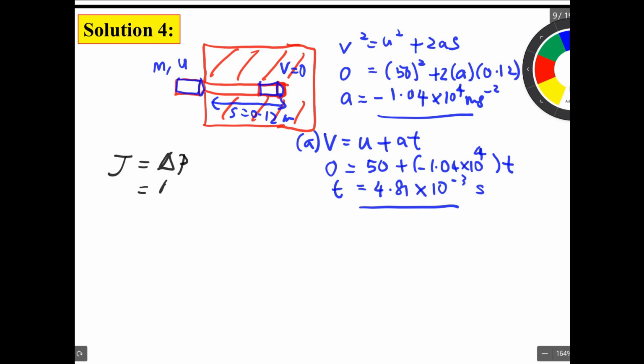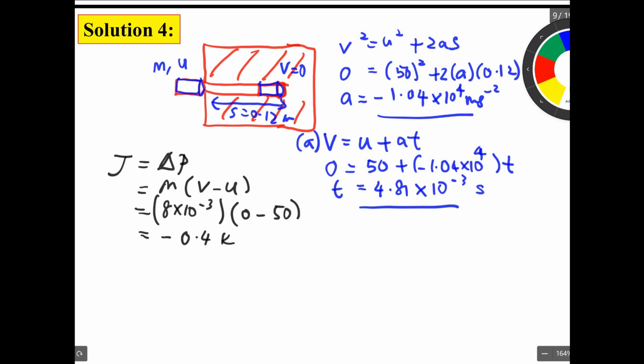Okay, so mass times V minus U. The mass given is 8 gram, convert to kilogram, so 8 times 10 to the power of negative 3. V is 0, U is 50. So you get the answer is negative 0.4 kg m s to the power of negative 1. That is the impulse.